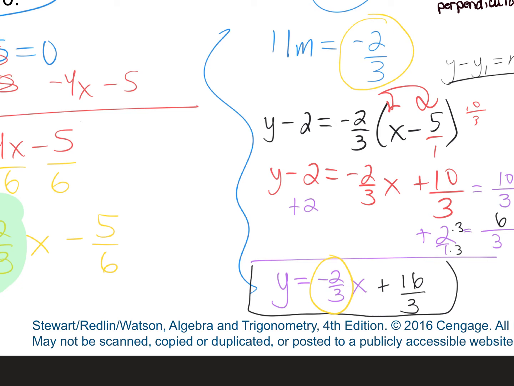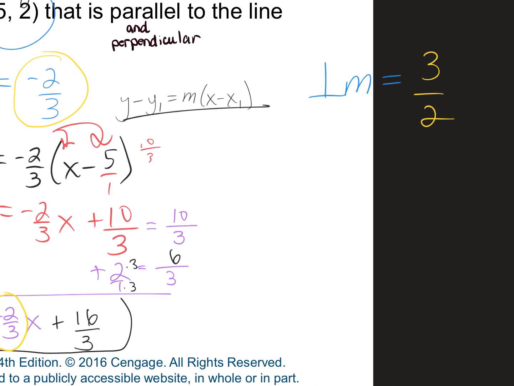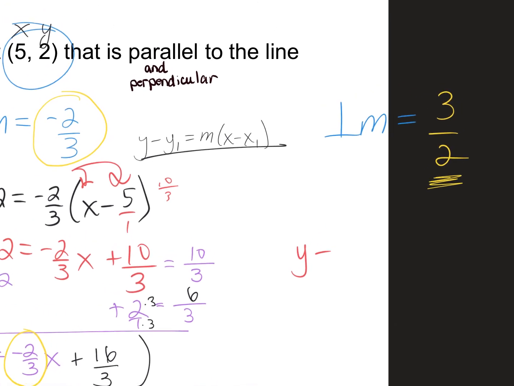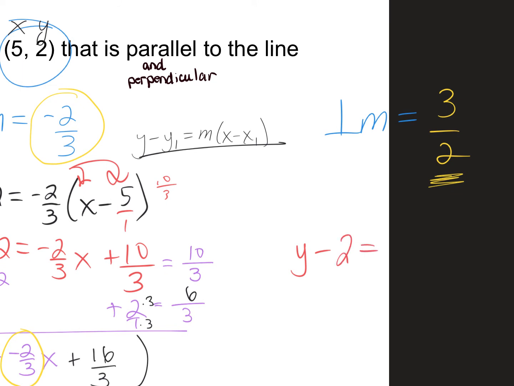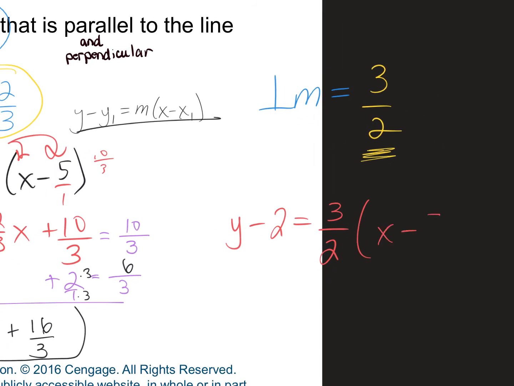Now, perpendicular, you guys have already discovered what the perpendicular slope is. So now this is easy. We're going to do the exact same thing, but we're going to use the perpendicular slope. Same point. So we're going to say y minus, what's the y part? 2 equals, now I'm going to use the perpendicular slope of 3 over 2. And then I have x minus 5, right? Now, should this line turn out to be exactly the same? No, it should not. If it does, then you did something wrong. So we're going to distribute the 3 over 2.